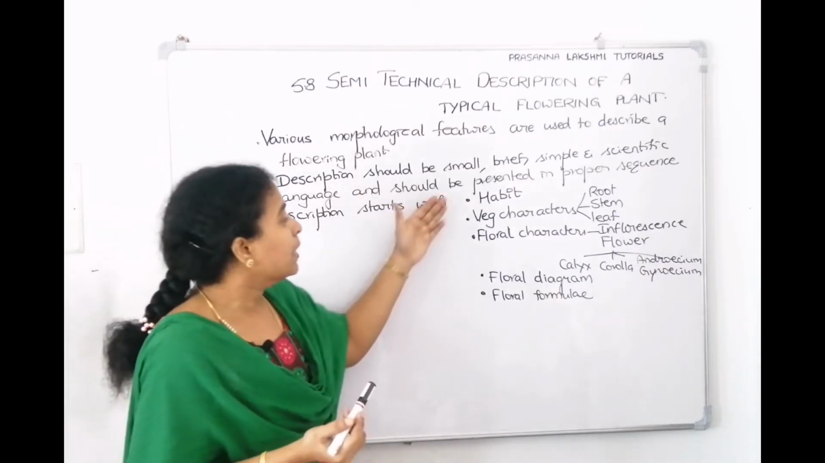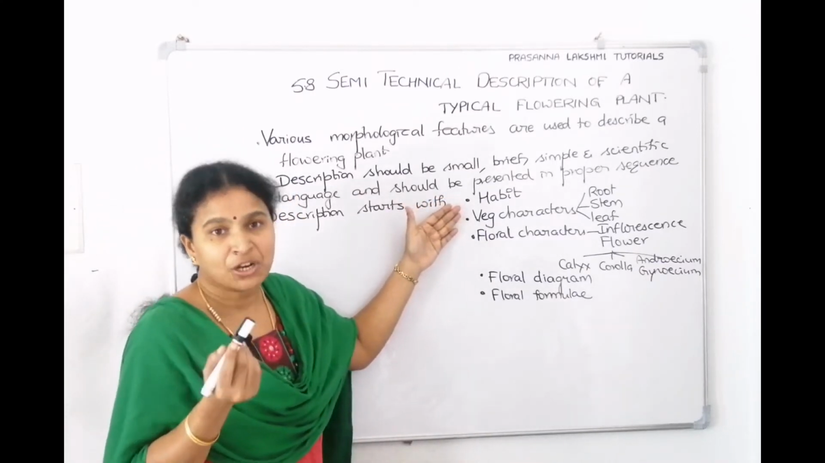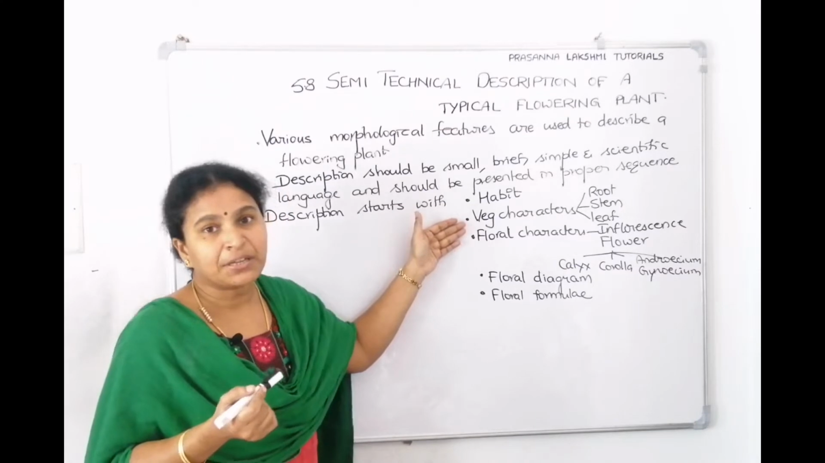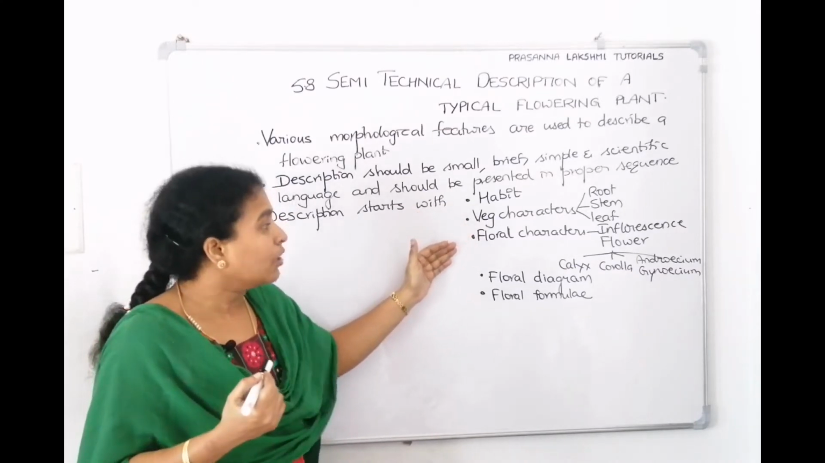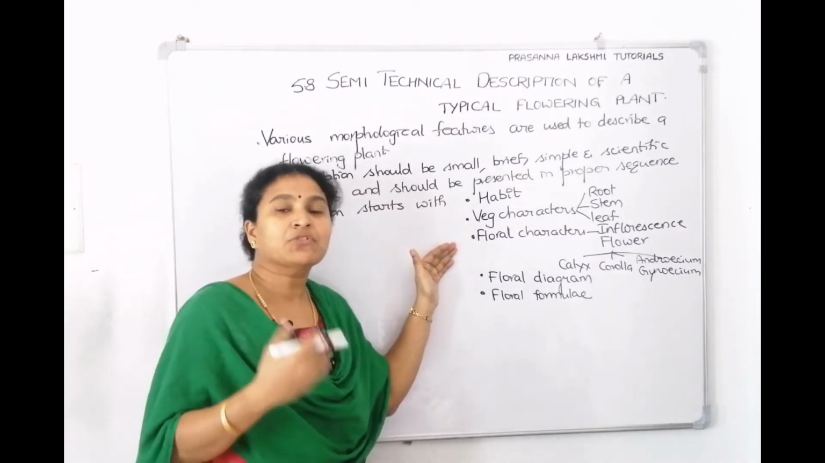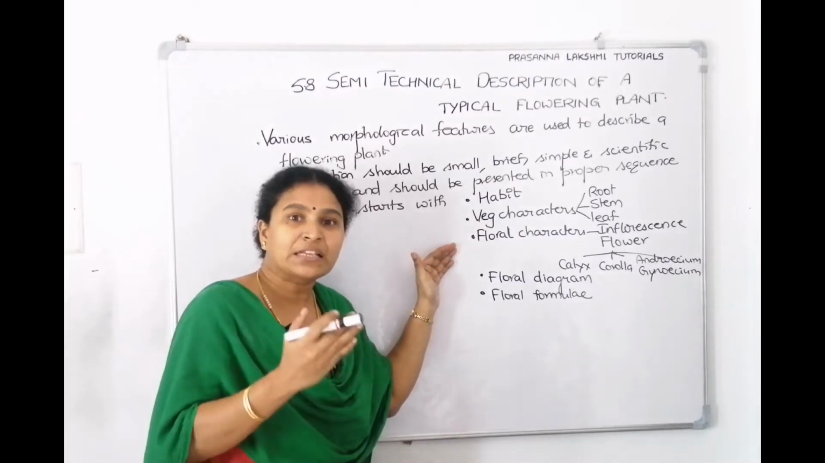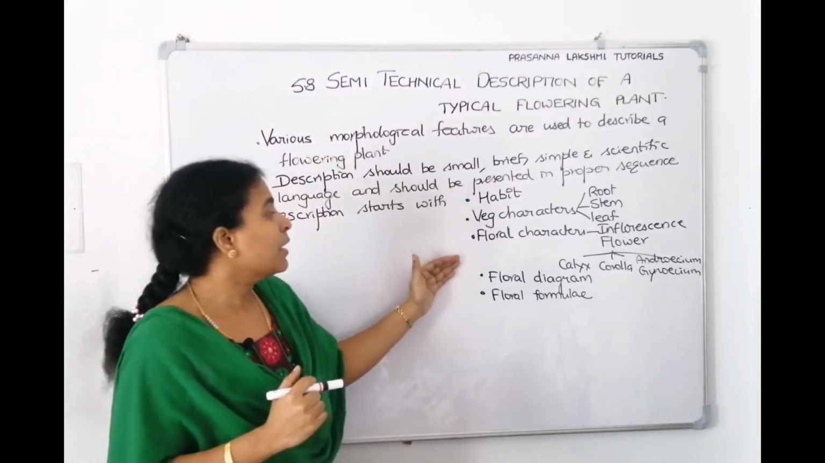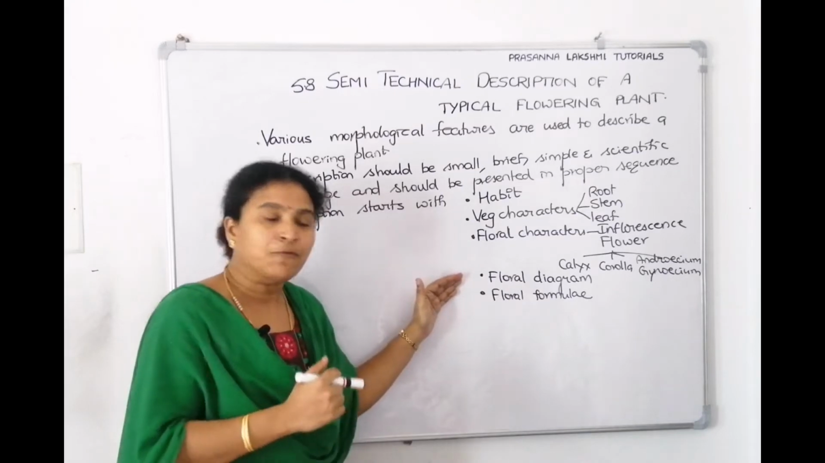What is the sequence? Tell the habitat: herb, shrub, or tree. Then talk about the vegetative characters, which type of root, stem and leaf. Then talk about the floral characters, which type of inflorescence, which type of flower, and whether it's bisexual, having calyx, corolla, androecium, gynoecium, all those things. Coming to floral formula, we will see now, and floral diagram.